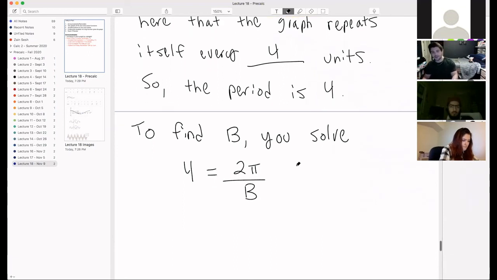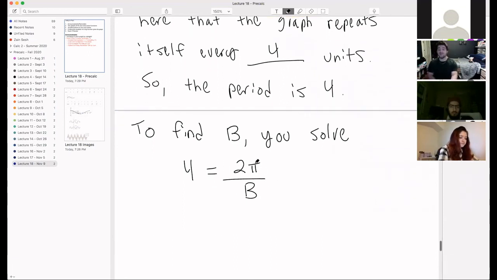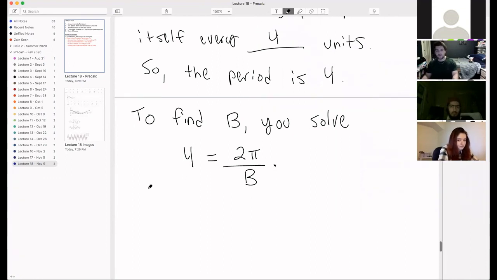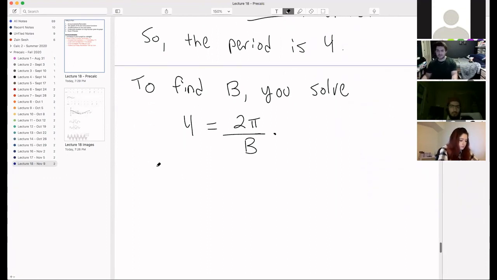Okay, this is how you find the period. This is how you find B. You need to set the period equal to 2 pi over B. So this is very easy to solve. You can just cross multiply, or multiply both sides by B, and you'll get that B is equal to pi over 2.